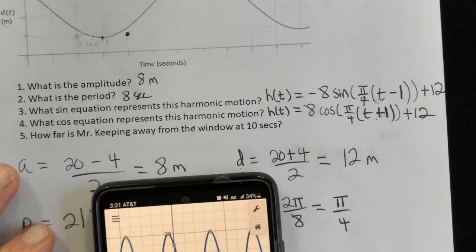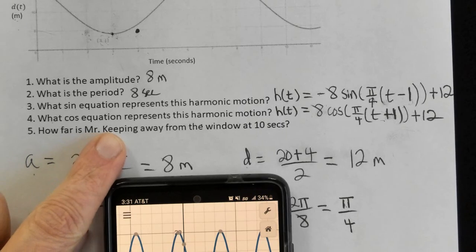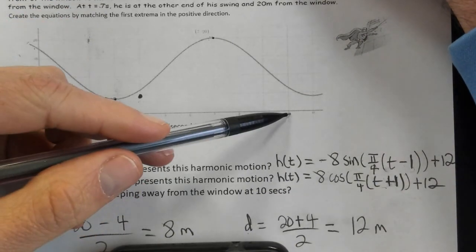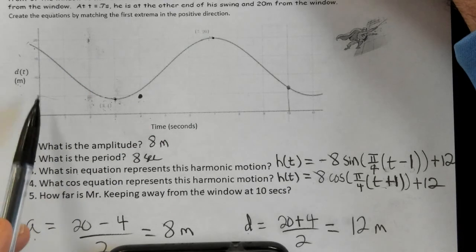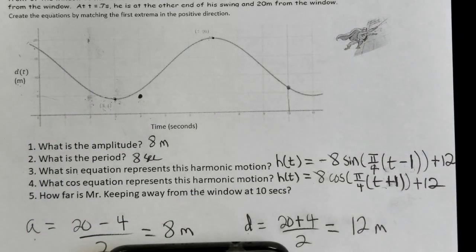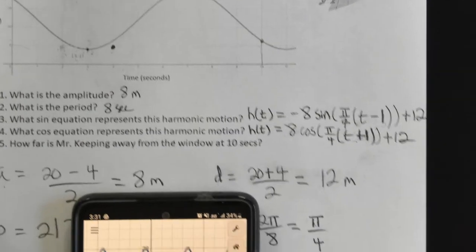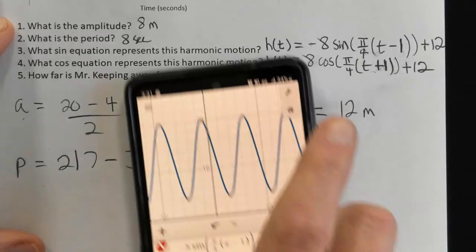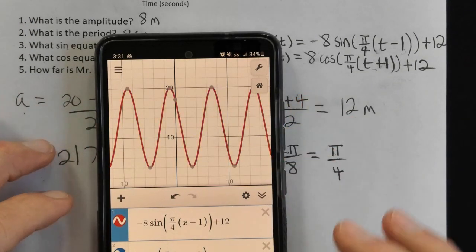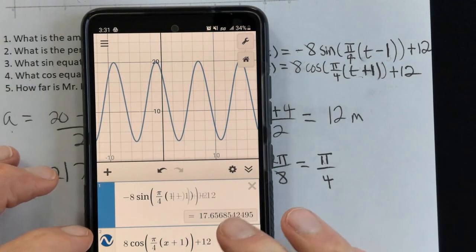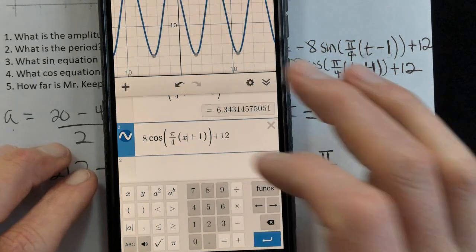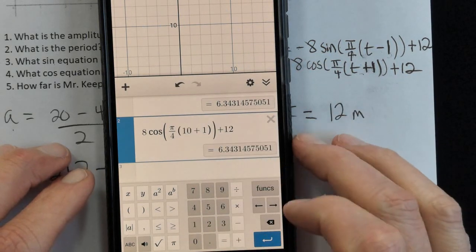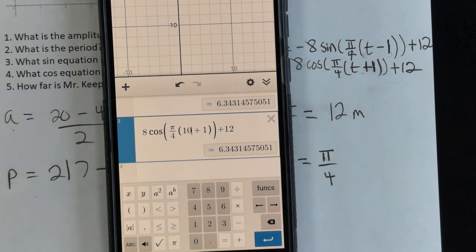Now there's one more question being asked here. It says, how far away is Mr. Keeping from the window at 10 seconds? So what we want to figure out is at 10 seconds, how far away is he from the window. Now that we've got the equations, that should be very easy to do. I'll just take this right up here and take the x out, because remember t is my time in seconds, and I'll just put a 10 in there for 10 seconds, and then we get 6.34. Let's double check that we get the same thing when we put 10 in here, and we do. So we know that is going to be my correct answer.